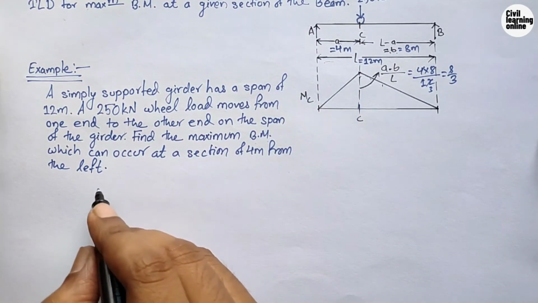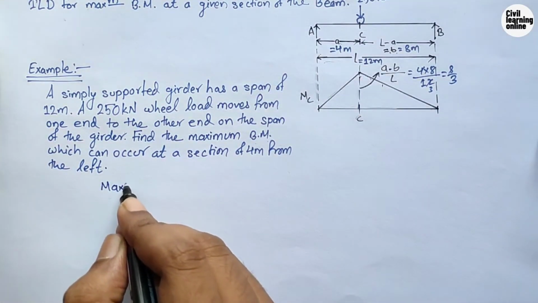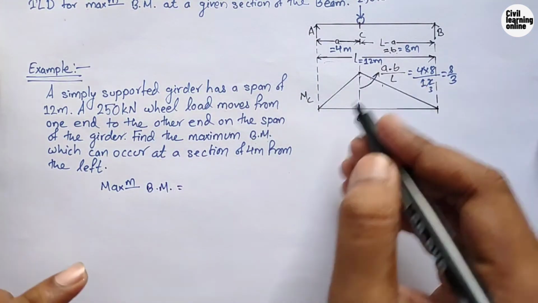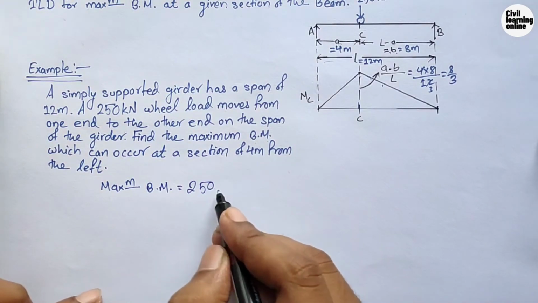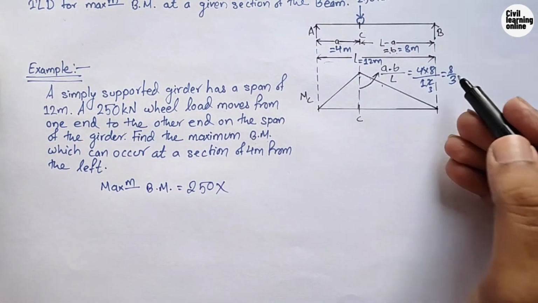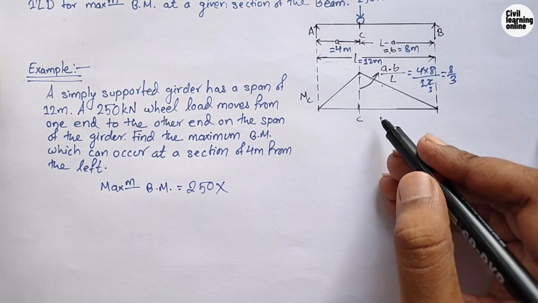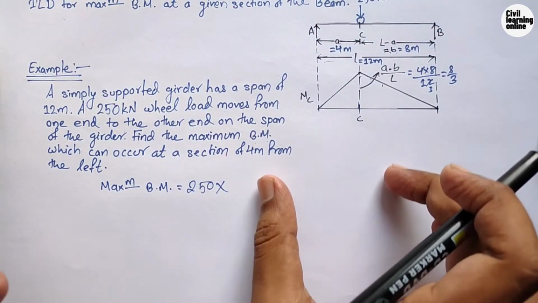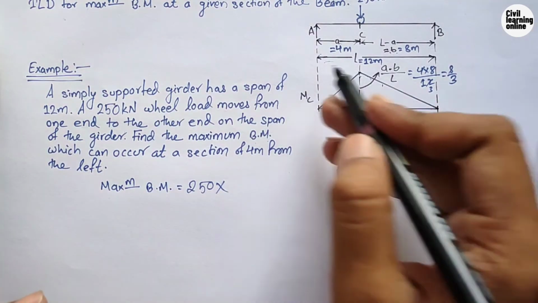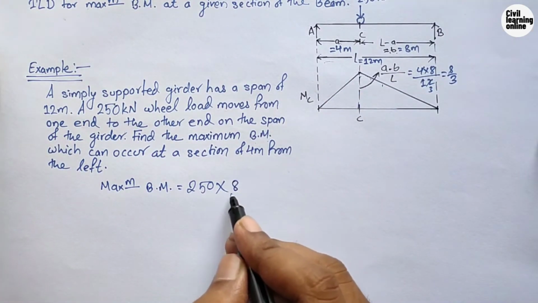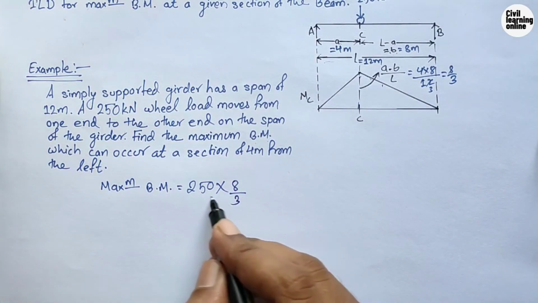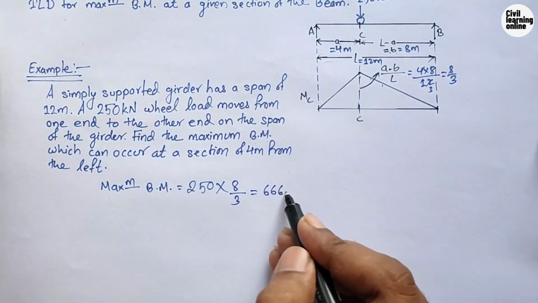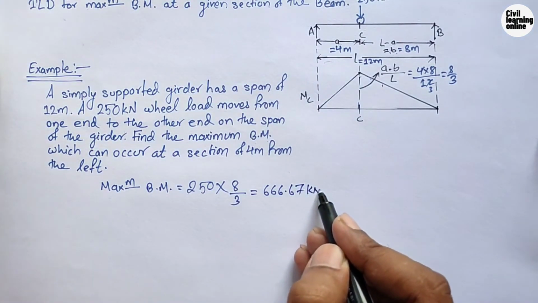So we have maximum bending moment equal to the intensity of load 250 kilonewton multiplied by the ordinate. For a point load we simply multiply by the ordinate, and in case of a UDL we multiply the intensity of load with the area between the two ordinates. So here it is a point load, so simply multiply it by the ordinate, which is 8 by 3. On multiplying 250 with 8 by 3, we will get 666.67 kilonewton meter.